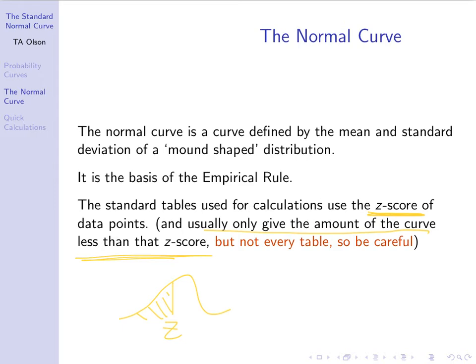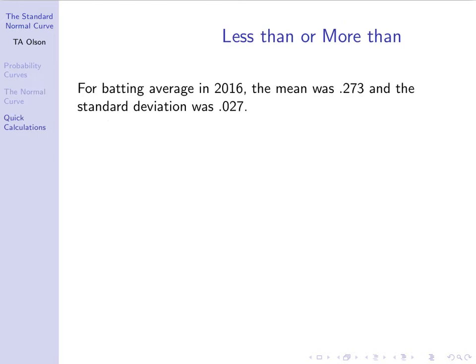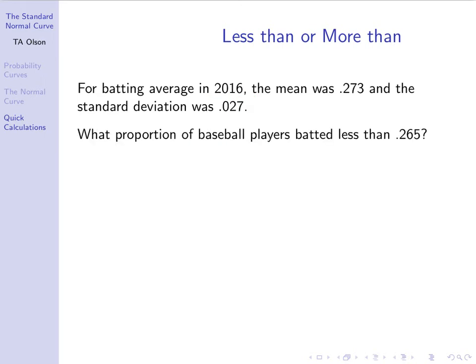Next, we're going to do some quick calculations. In class, I'll show you how to get the probabilities. All right, so let's do a couple examples using our batting average data from 2016. The mean was 273, and the standard deviation was 0.27. These are the things that are going to go into our z-score calculation. All right, so Chief Aru wants to know what portion of the baseball players batted less than 265.